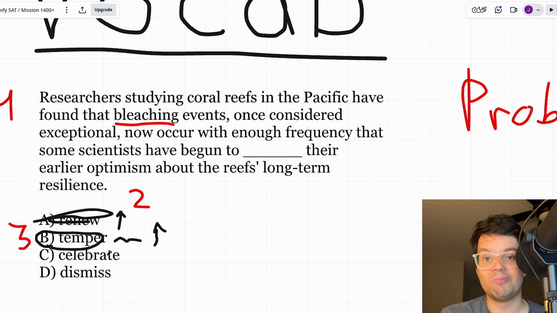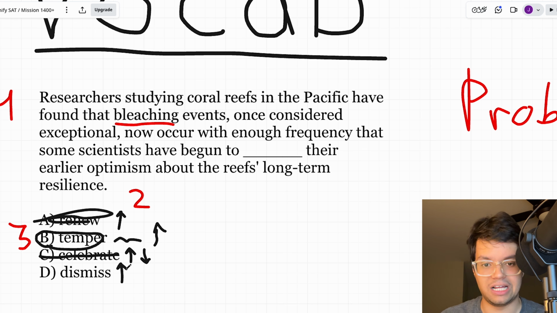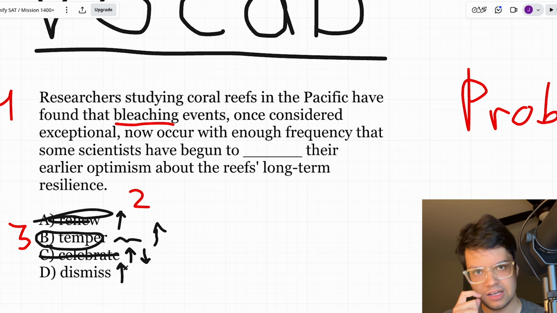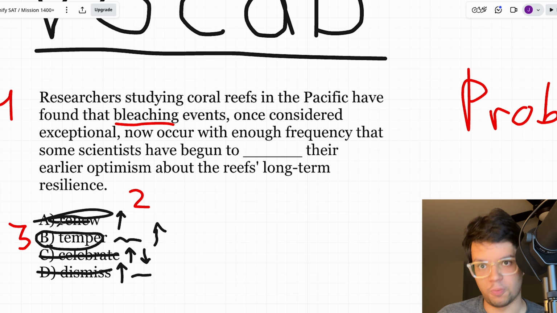If we look at the other one, celebrate, I do have very high confidence for that one, but there's a very low chance of it actually being right, because it's pretty much the exact opposite of decrease, or at least a different idea than decrease. And then finally, dismiss. I do have very high confidence on this as well. It means to get rid of something. Like if I dismiss my employee, that basically means I fire them. As for how likely it is to be right, it's more mid, because the sentence is about dismissing their earlier optimism about the reef's long-term resilience. We're not throwing it away, we're just lowering it. It's not like we're completely getting rid of all optimism we ever felt. So therefore B is going to be the right answer.